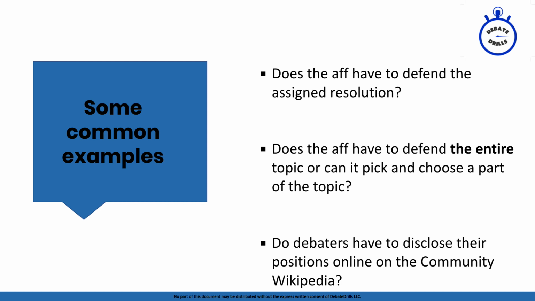So the last one is, should debaters have to disclose their positions online on the community Wikipedia? I want you to come up with 2 reasons on your own note stock why you think disclosure might be good. And then I want you to come up with 2 reasons on your note stock why you think disclosure might be bad. And once you have done that, you can pause the video right now, and then once you've come up with those 2 reasons, keep moving with the video, and we can talk about those reasons during the lessons.